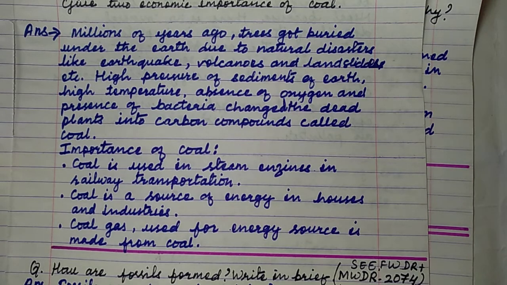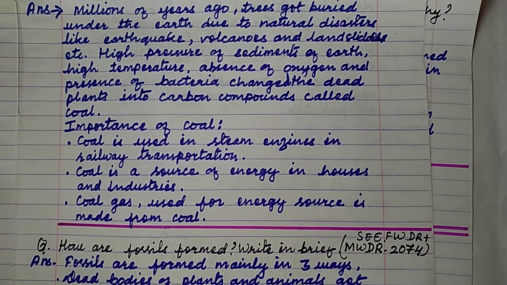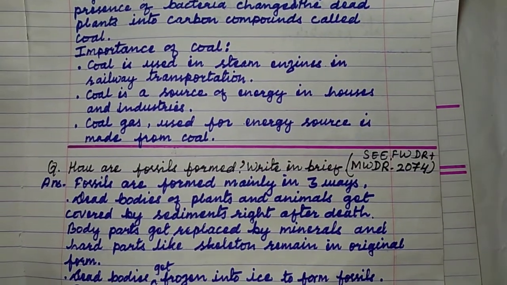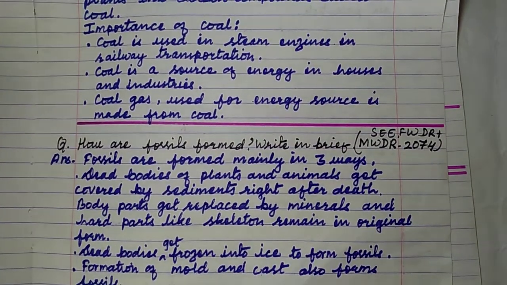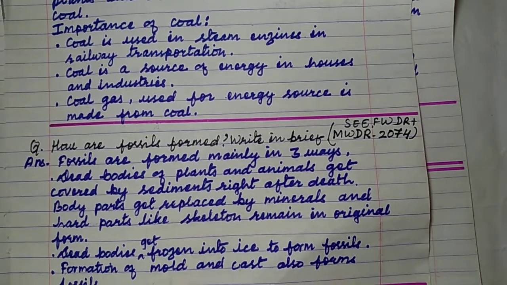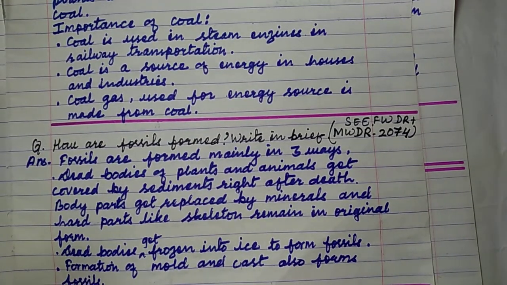Coal gas used for energy source is also made from coal. Coal gas is produced from coal, which is a source of energy. Now the next question is, how are fossils formed? Write in brief. So this is also a board exam question.